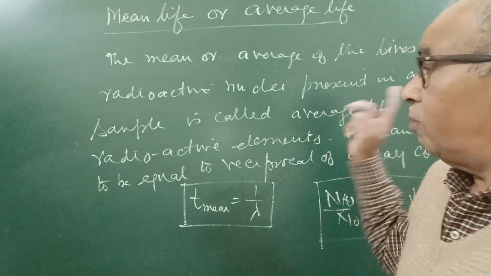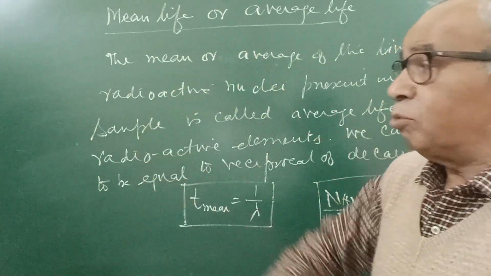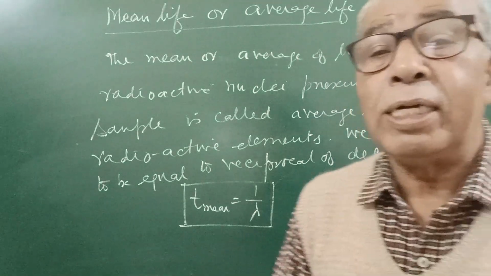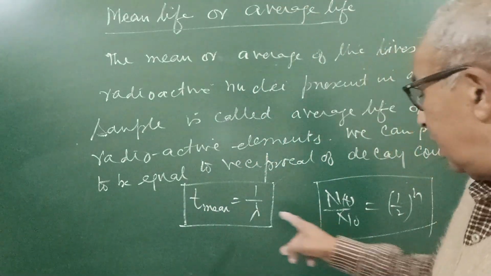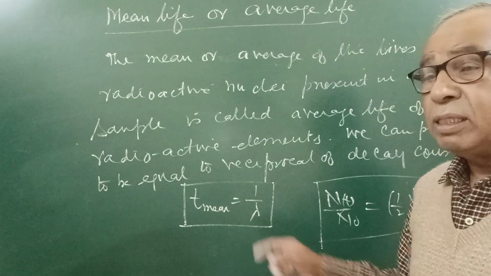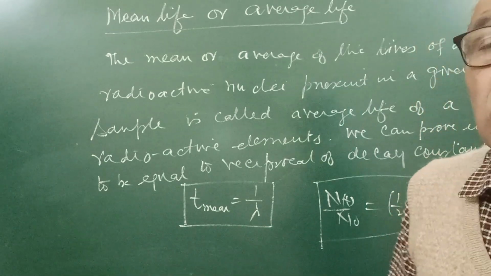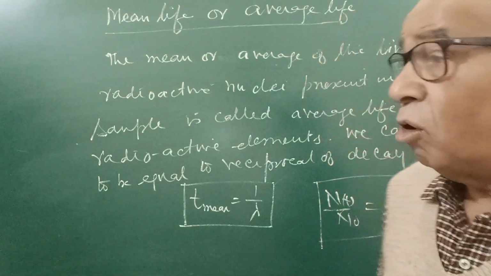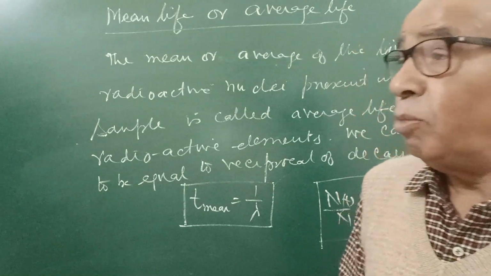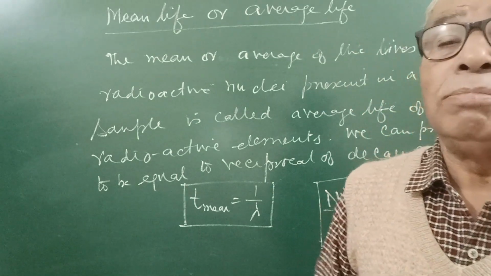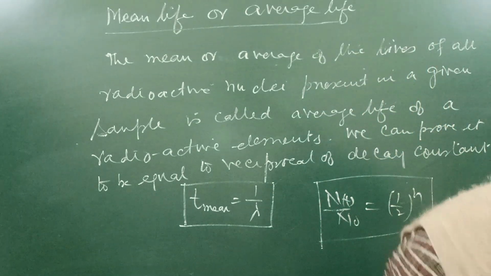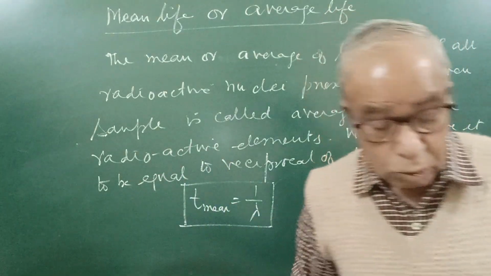That way, I have taken very long time to define decay constant very clearly in the last video. This lambda, again telling you what this is: it is the chance of number of decays taking place from a nucleus per unit time, nothing else. Some people say it is proportionality constant.